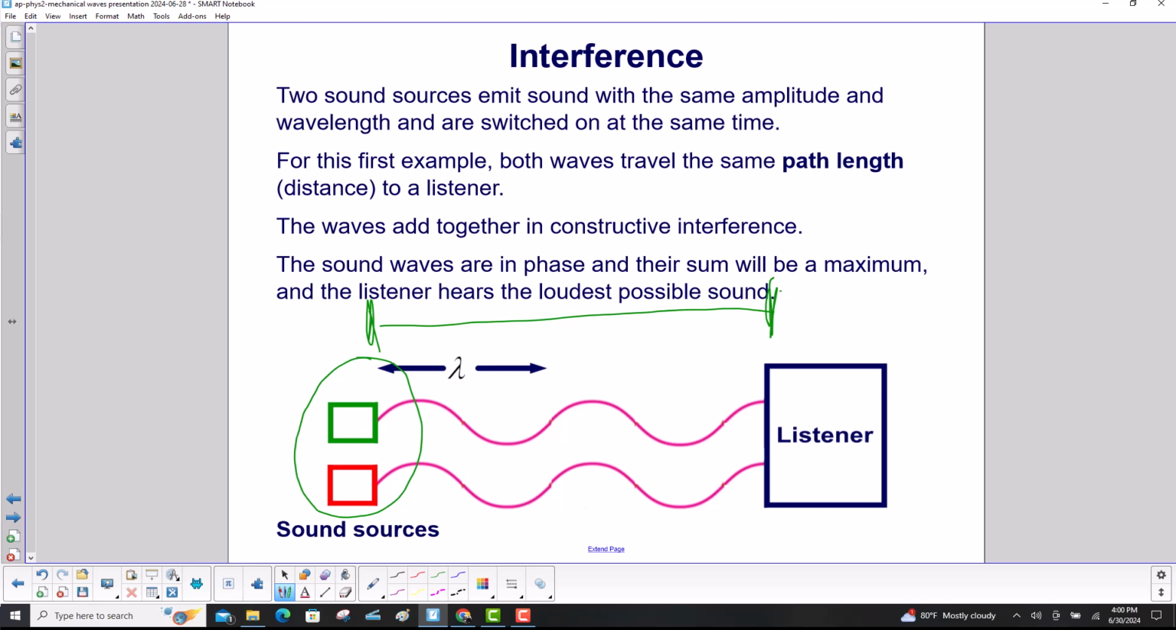The sound waves are in phase, and their sum will be a maximum, and the listener hears the loudest possible sound. And in phase means they hit the peaks at the same time, and they hit the troughs at the same time.